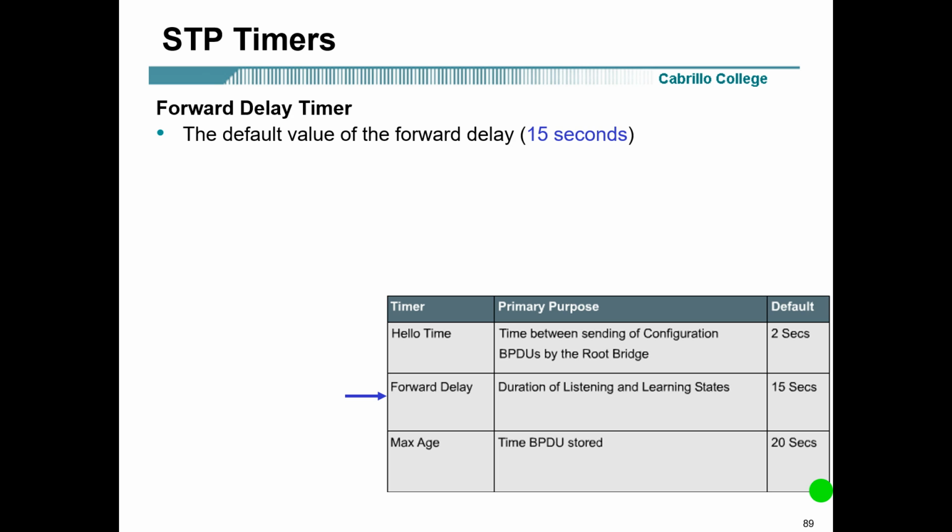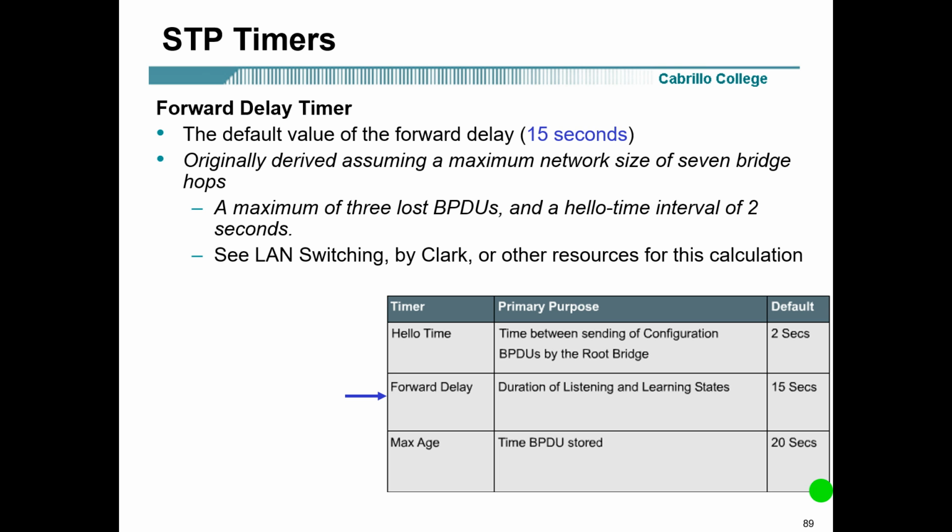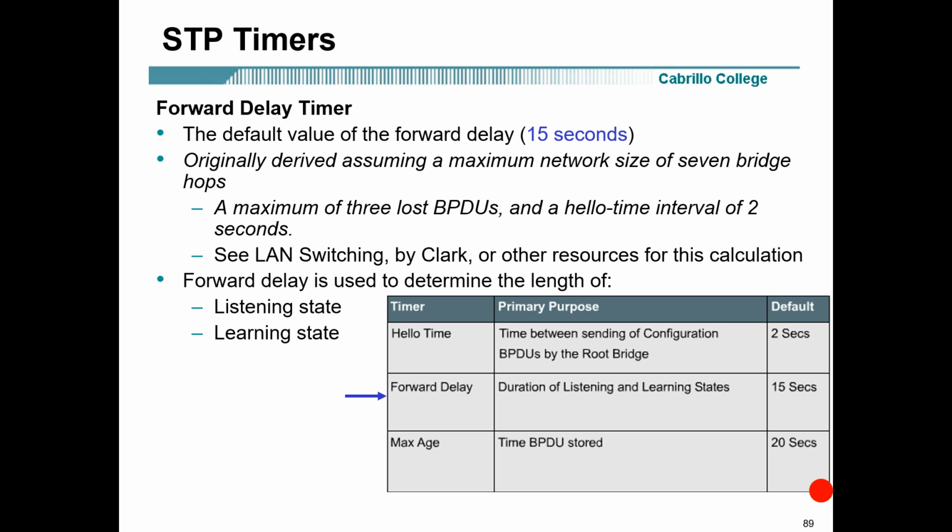Our forwarding delay timer has a default value of 15 seconds, originally derived assuming a maximum network size of 7 bridge hops, a maximum of 3 lost BPDUs, and a hello timer interval of 2 seconds. We can see LAN Switching by Clark or other resources for this calculation. Forwarding delay is used to determine the length for listening and learning states.